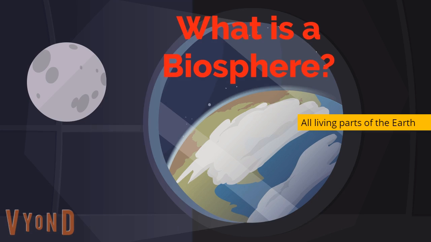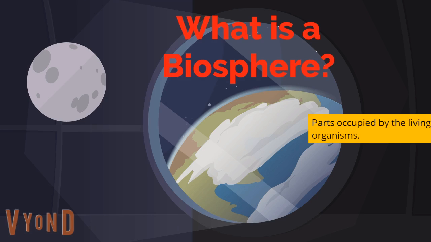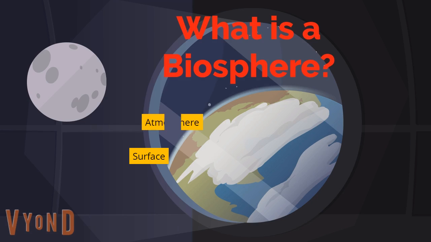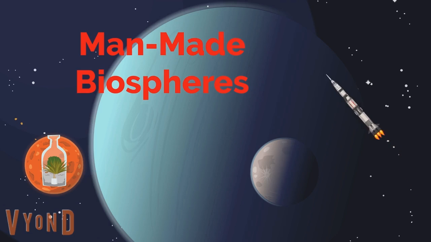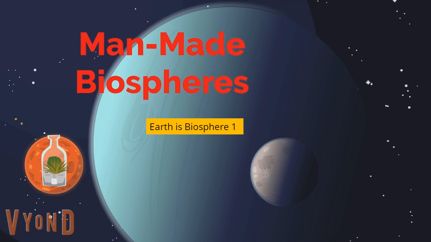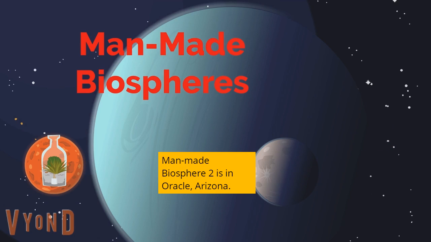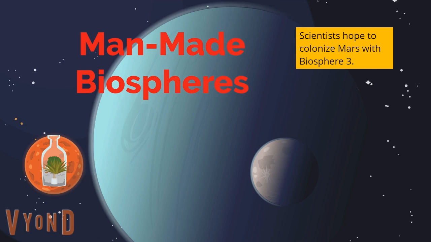The biosphere is all the living parts of the Earth, including parts occupied by the living organisms found on the surface, atmosphere, and hydrosphere. Did you know that Earth is known as Biosphere 1, and the man-made biosphere in Oracle, Arizona is known as Biosphere 2? It is the hope of scientists to colonize Mars with Biosphere 3.